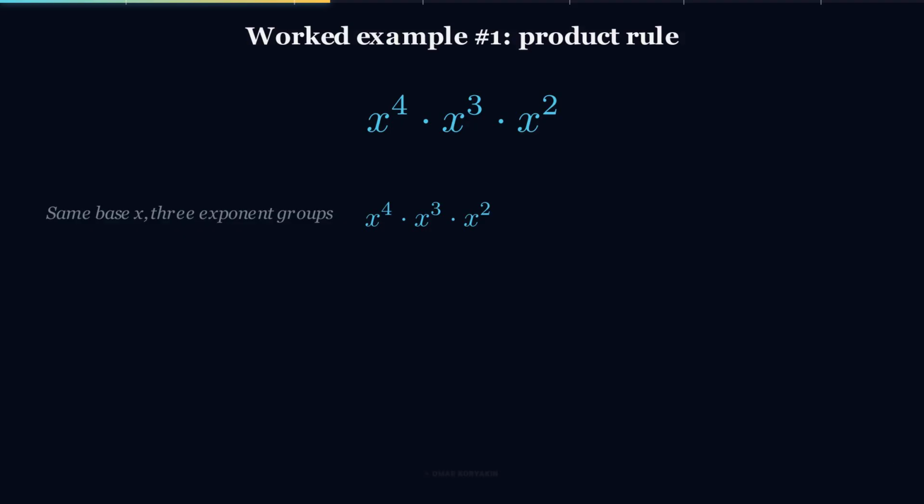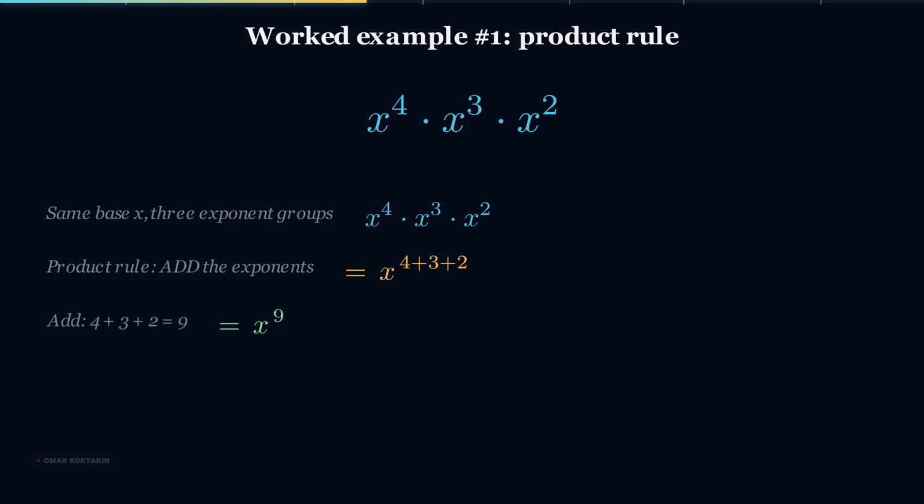The exponents are 4, 3, and 2. Because the base is the same in every group, we are in the exact situation the product rule was designed for, and we can collapse all three groups into a single power of x. Step 2. Apply the product rule by adding all three exponents in the same exponent slot. The expression simplifies to x to the power of 4 plus 3 plus 2. Notice how the multiplication signs between the original three groups disappear and become plus signs inside the new combined exponent. This is exactly what the product rule does every single time.